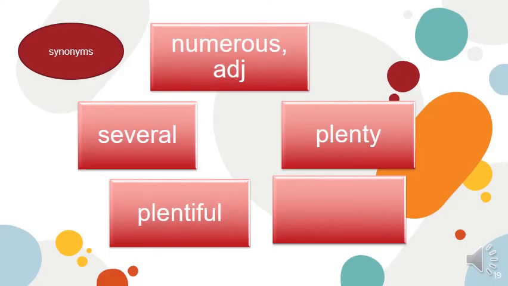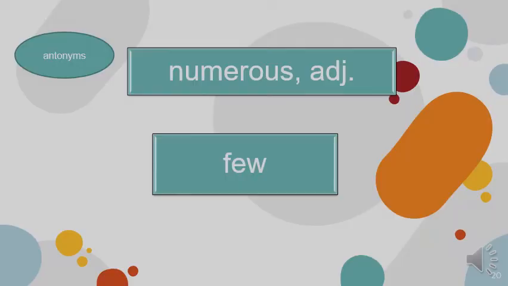Numerous. Numerous is an adjective and it means many or very many. And the synonyms are several, plenty, plentiful. These are not new for you. Let's look now at the antonym. The antonym is few.